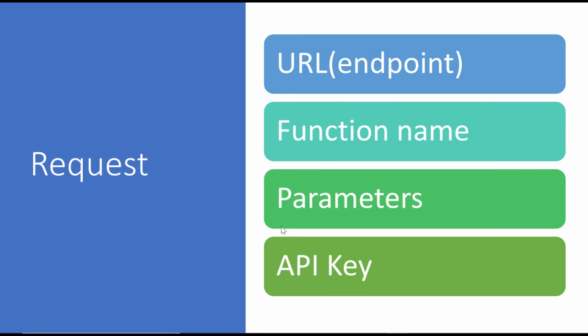And finally, we use an API key. So an API key is like our customer ID. It uniquely identifies us when we're accessing the API. Now we often pass this as a parameter, but we can pass it in other ways as well.